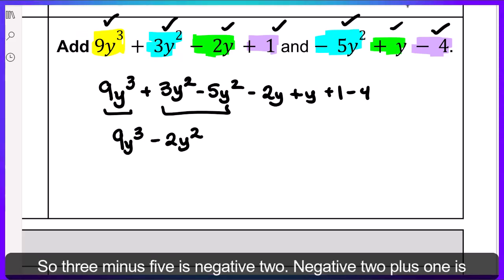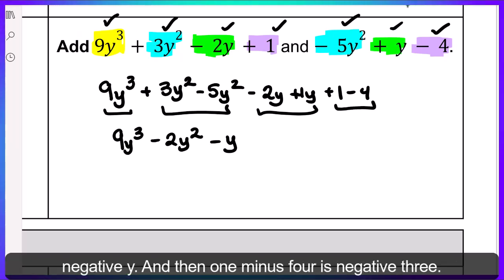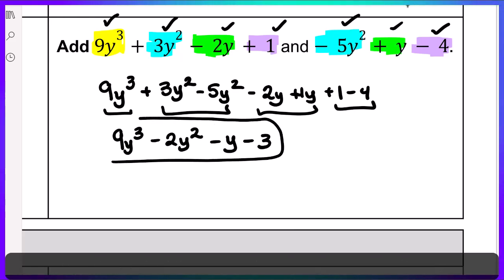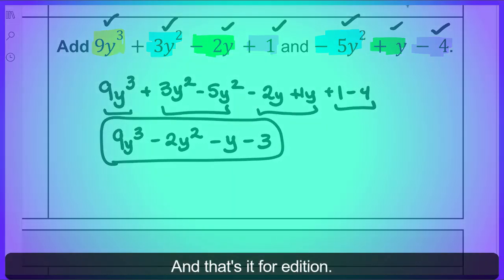So 3 minus 5 is negative 2. Negative 2 plus 1 is negative y. And then 1 minus 4 is negative 3. And that's it for addition.